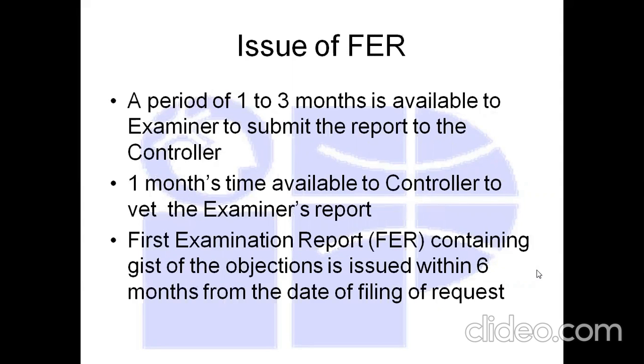Now, the issue of FER. A period of 1 to 3 months is available to the examiner to submit the report to the controller. 1 month's time is available to the controller to vet the examiner's report. First examination report, that is the FER. The First Examination Report containing the gist of the objections is issued within the 6th month from the date of filing of the request.